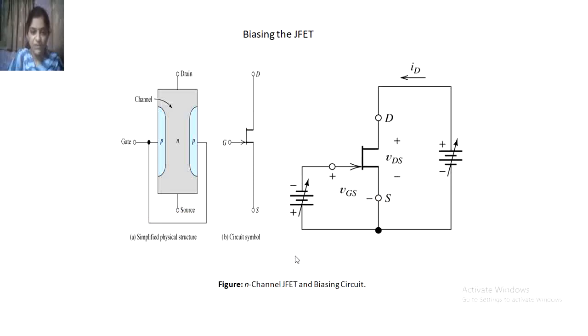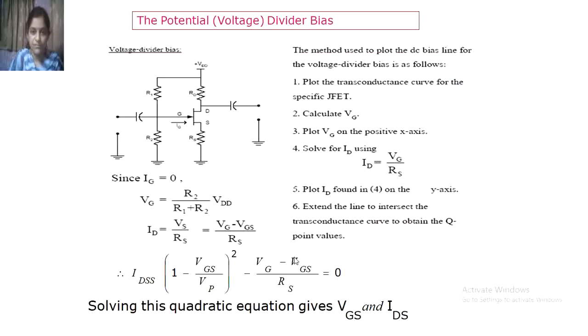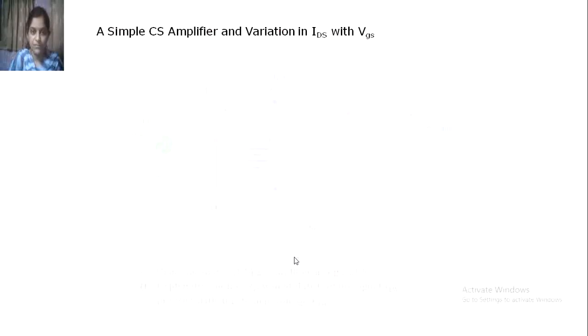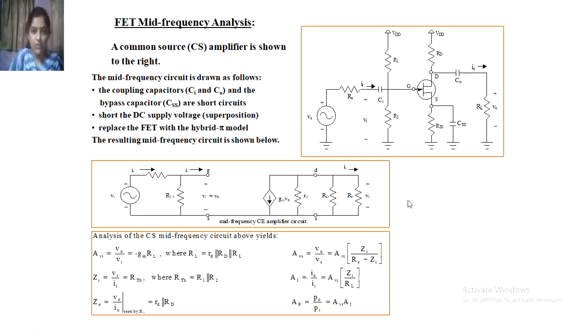Then biasing of JFET also we have seen. Then the CS amplifier and variations in IDS with VGS we have seen. Now we are going to see the FET mid-frequency response. It is for the common source amplifier, shown on the right side of this slide. So this is the common source configuration, or we can say the common source amplifier.